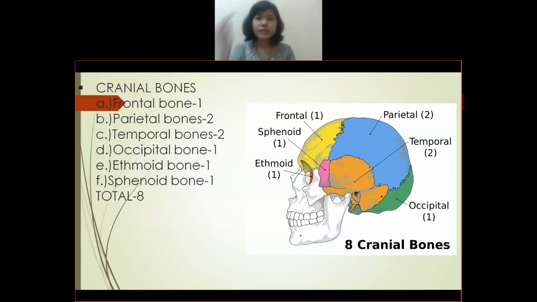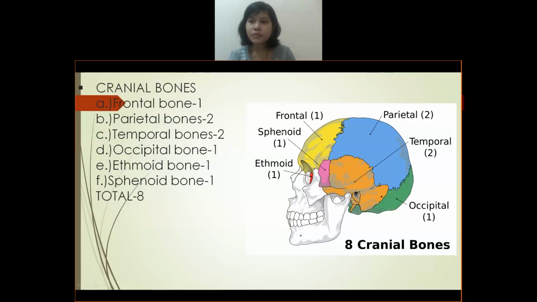Next is the occipital bone. Where will your occipital bone lie? Your occipital bone will lie here, on the back side. And next is the ethmoid bone. It will lie somewhere here. And the sphenoid bone is here. Okay. Are you clear, everyone? The names of the cranial bones? Yes, ma'am.